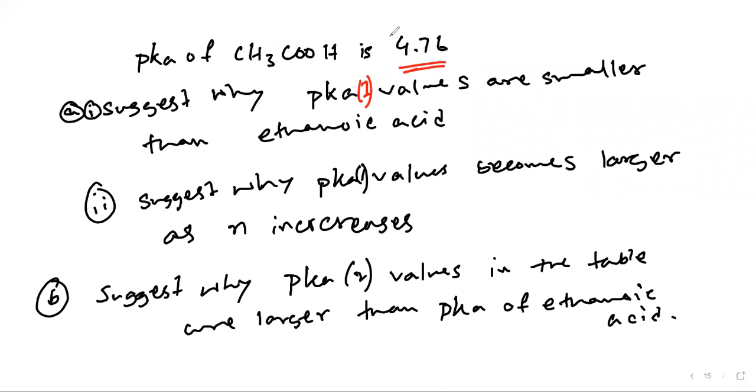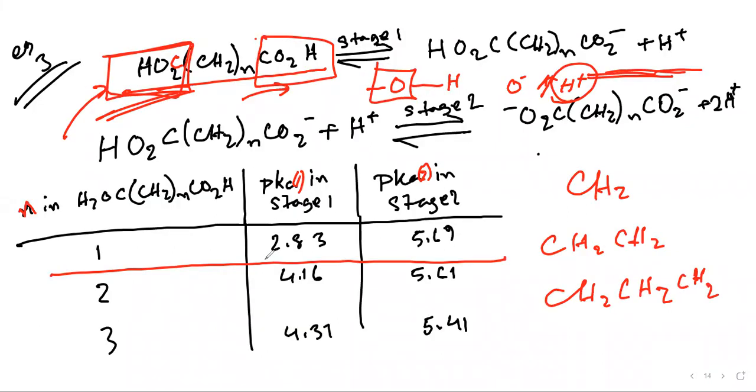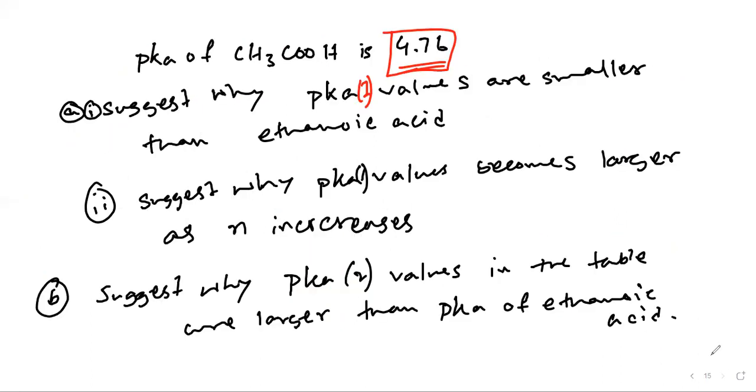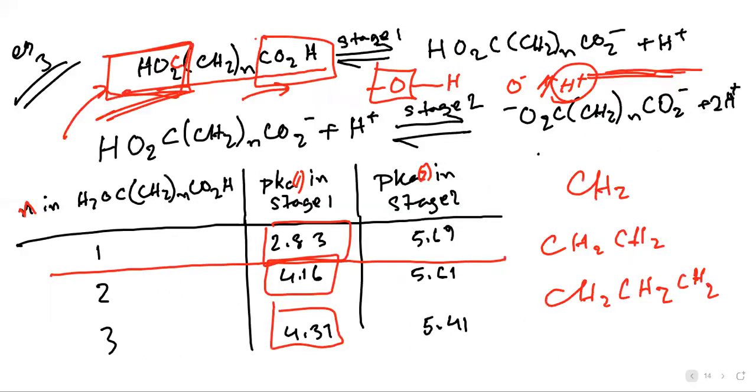Actually, it defines that the pKa value of CH3COOH is higher, and the pKa value of this one is lower, that one is lower, also the third one is lower. So that's answering our Part A's first question. Part A, second question is: suggest why pKa values become larger as n increases.